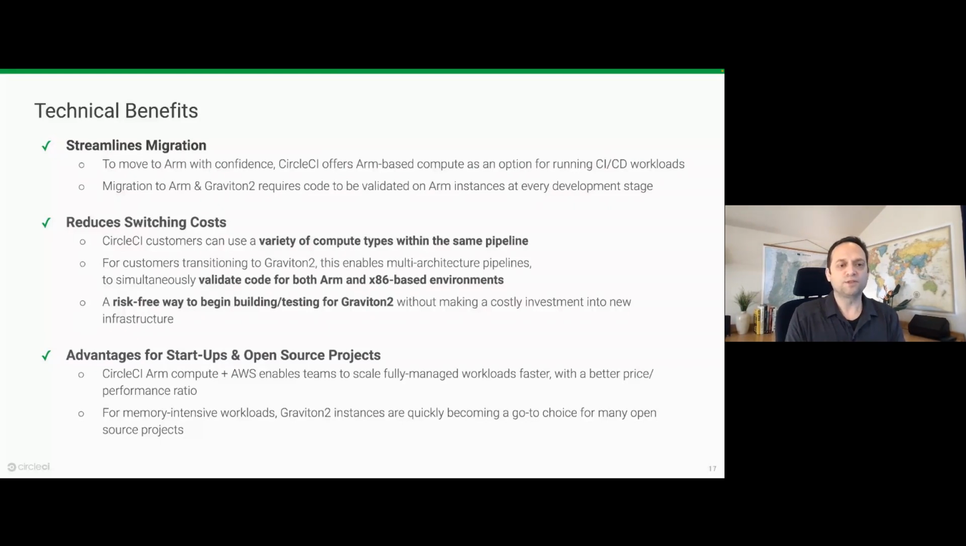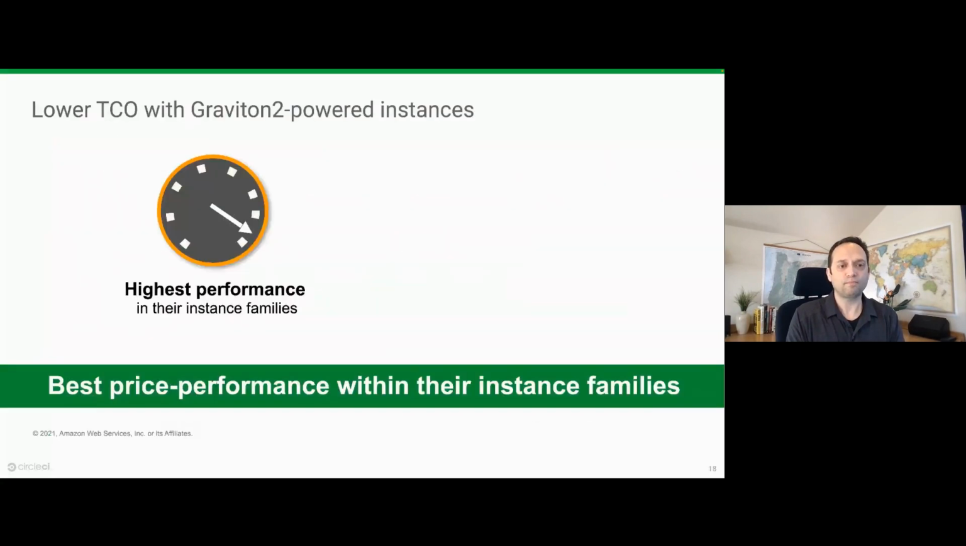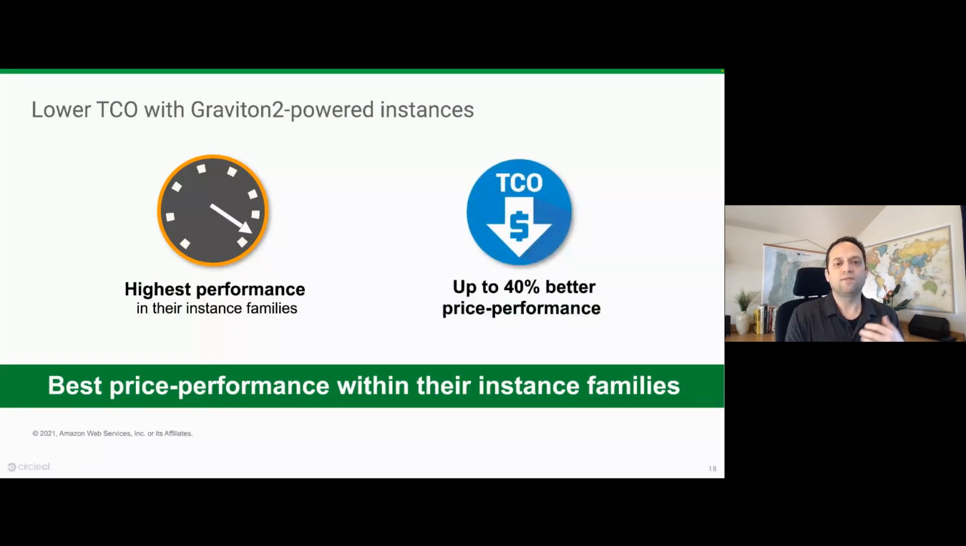And so for startups and open source projects, this is a great way to scale workloads faster, with a better price performance ratio, really important for startups. And for memory-intensive workloads, Graviton2 instances are quickly becoming a go-to choice for many open source projects. So to sum it up, overall with Graviton2 ARM instances, you're going to get a lower total cost of ownership. You have the highest performance for your instance family, and you have 100% better performance ratio. And obviously, we all want to get as much as we can out of each dollar we spend, so this is a considerable advantage to using ARM resources.